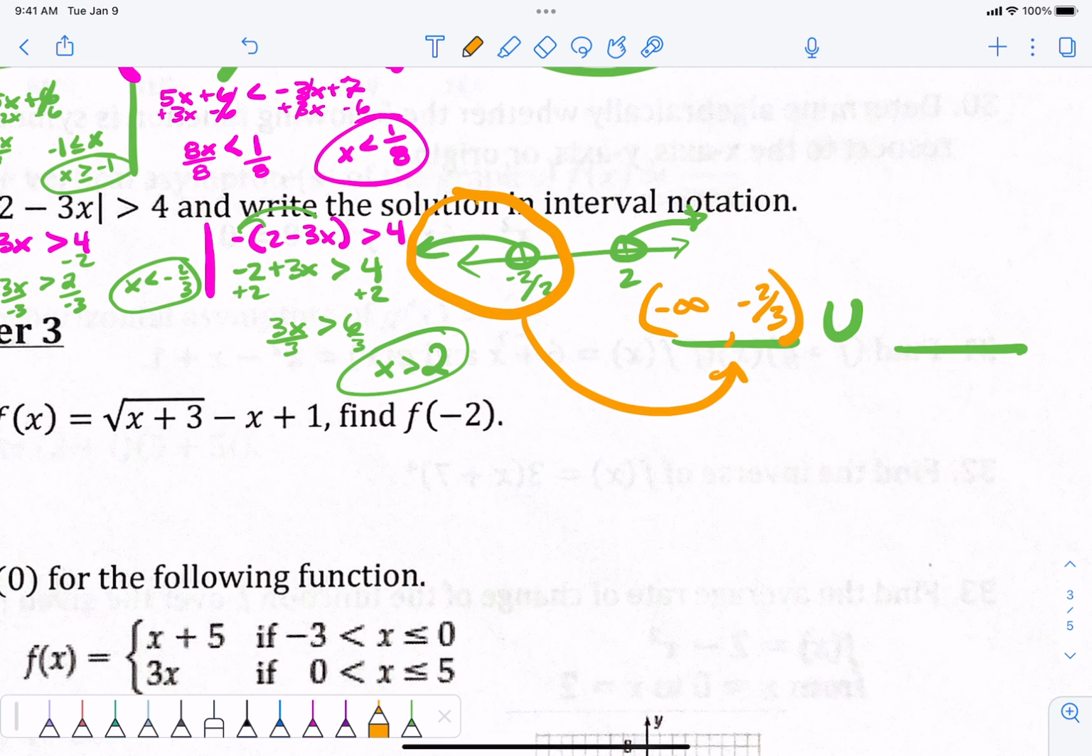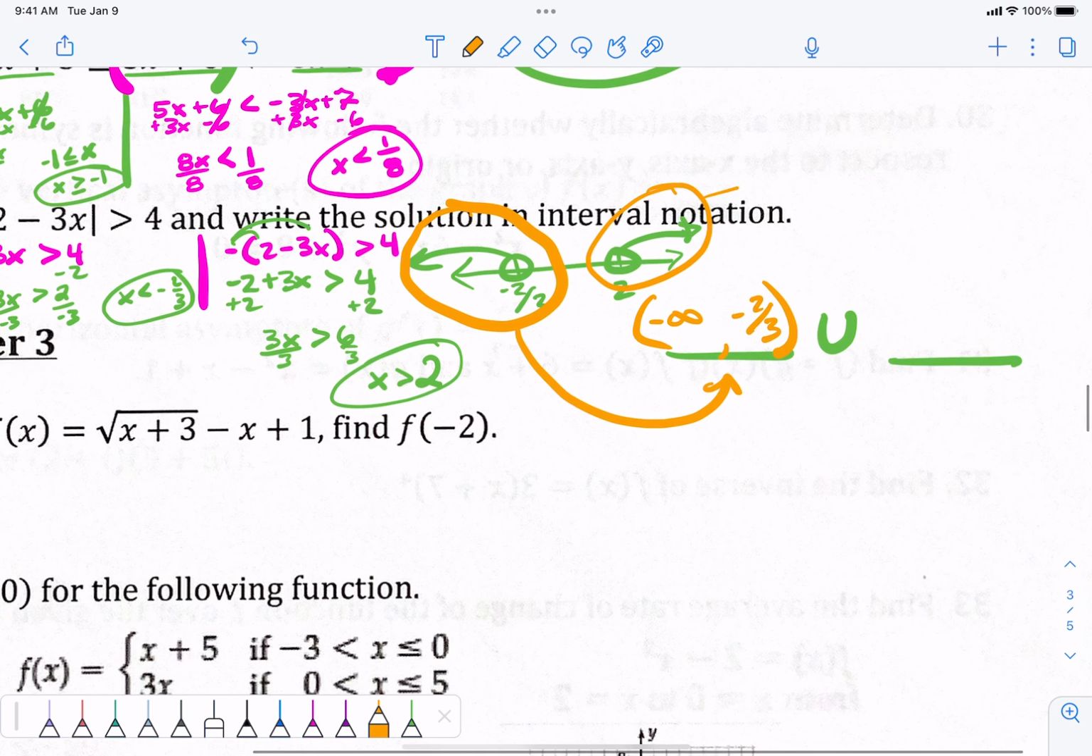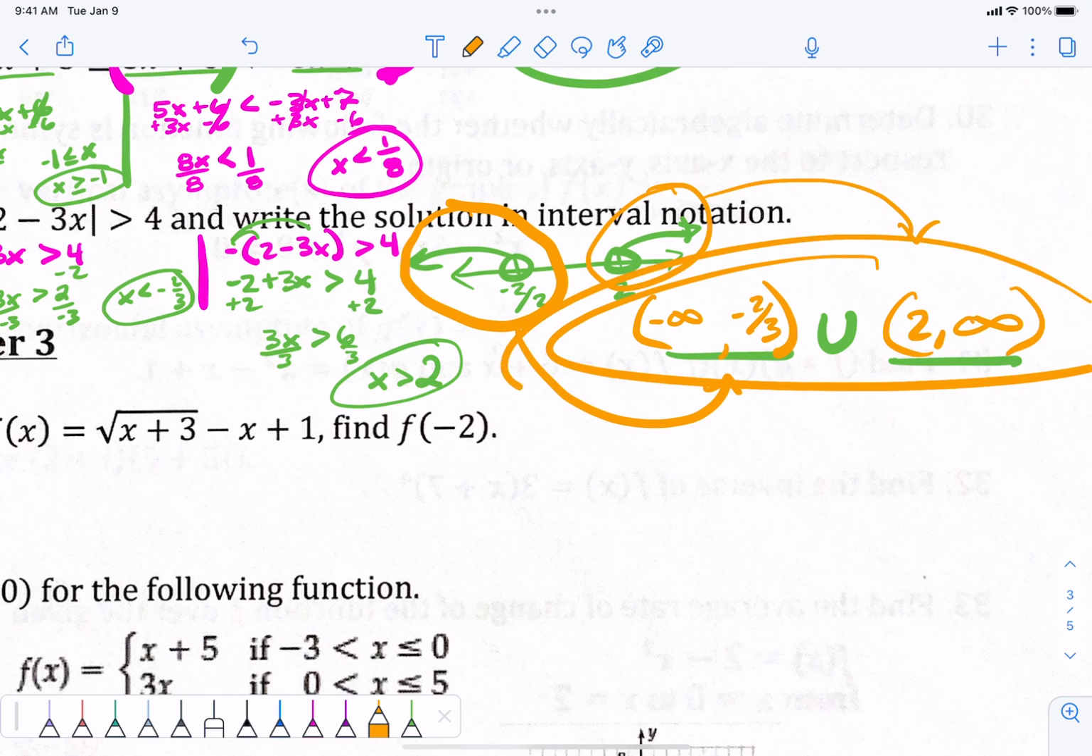How do I remember when it's paren? It's a paren if it's an open circle. If it's infinity, it's always a paren. The other side, the furthest to the left that this guy goes is 2. The furthest to the right it goes is infinity. Paren, paren. This is what the final answer is.